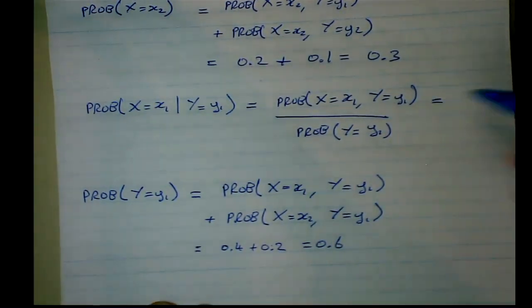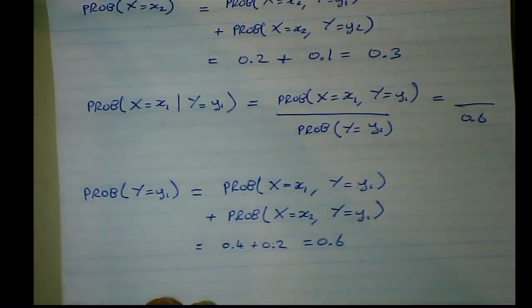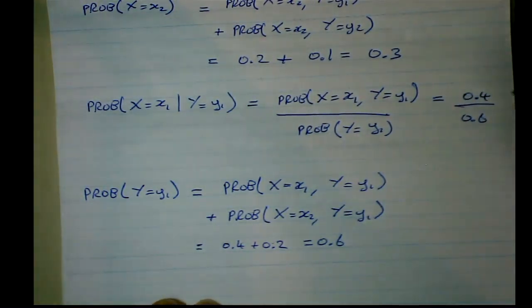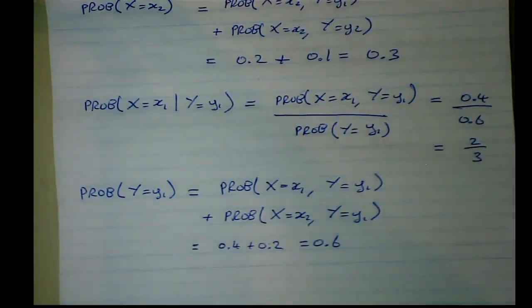So we've got something over 0.6. In the numerator, we've got the probability that x is x1 and y is y1, which from our example is 0.4. So it's 0.4 over 0.6, which is 2/3. Everyone good with that? Quite easy, simple arithmetic. Okay, good.